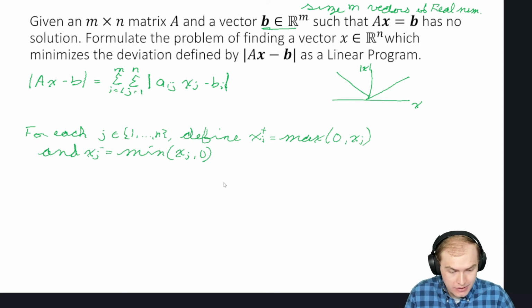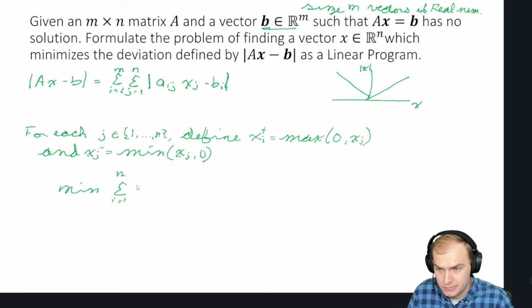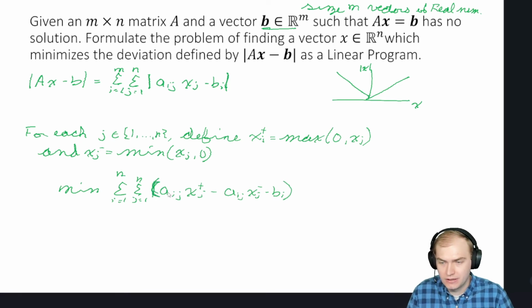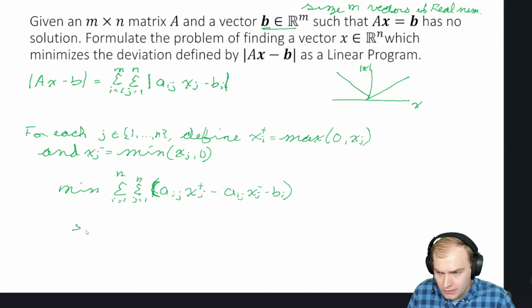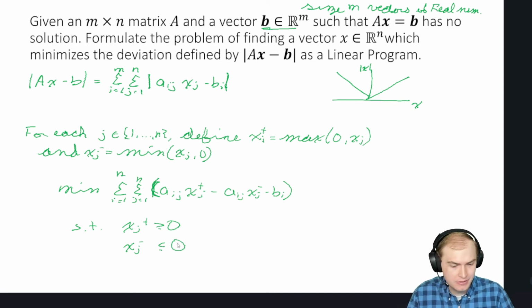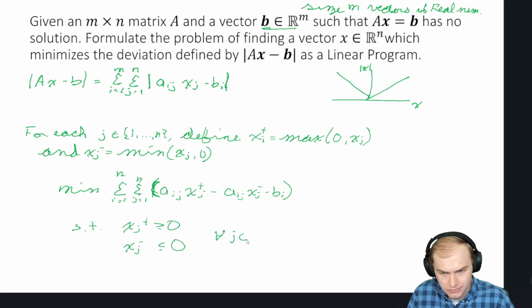So now we can break apart this absolute value: minimize the sum i equals 1 to m, j equals 1 to n, of aij xj plus minus aij xj minus bi, and that should be a parenthesis, not absolute value, such that xj plus is greater than or equal to 0, xj minus is less than or equal to 0. Both of these are for all j in 1 to n.